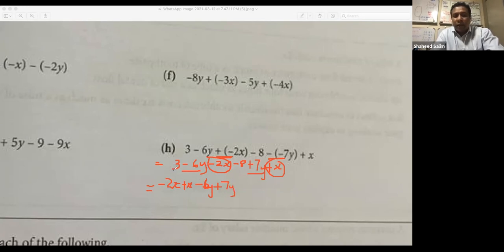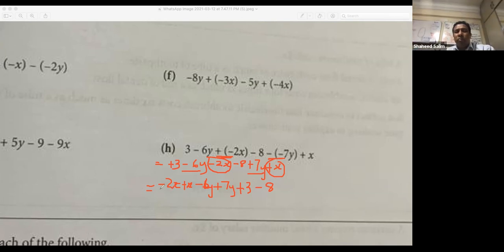Last one, 3. Down here, remember, if there's no sign it means it's plus. Plus 3 minus 8. Then you figure it out now. Look, down here, you owe $2, you have $1. You still owe $1.